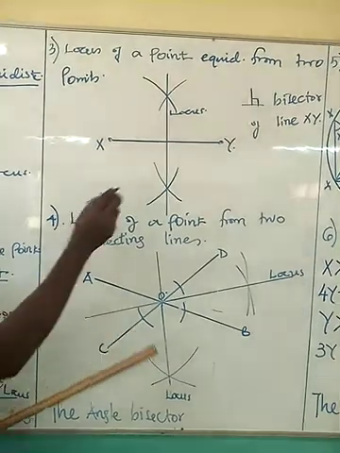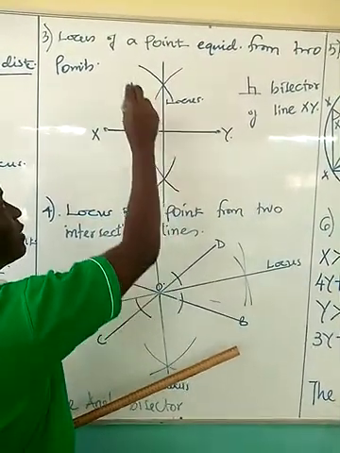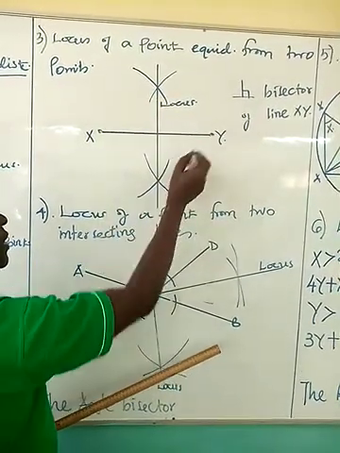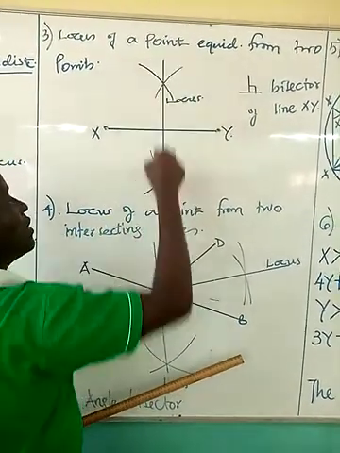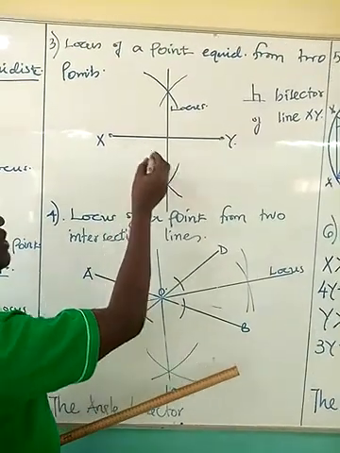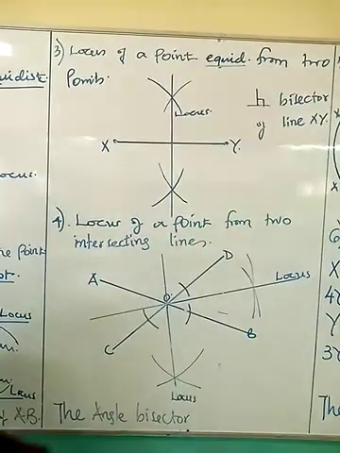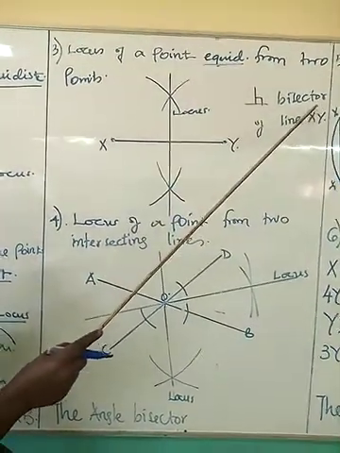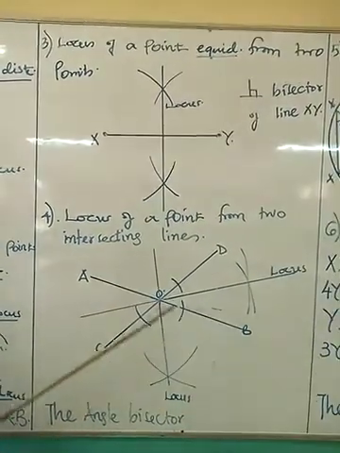Then I simply bisect this, my now line XY. So I'll stand at X, make an arc, then at Y, then I join the two. Along this path here, which I call the locus, a particle will remain the same distance away from point X and Y. And therefore this locus is simply the perpendicular bisector of line XY.